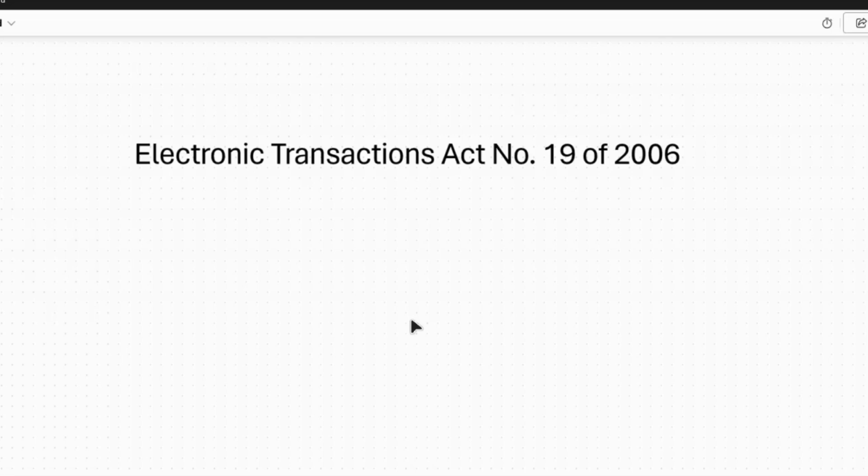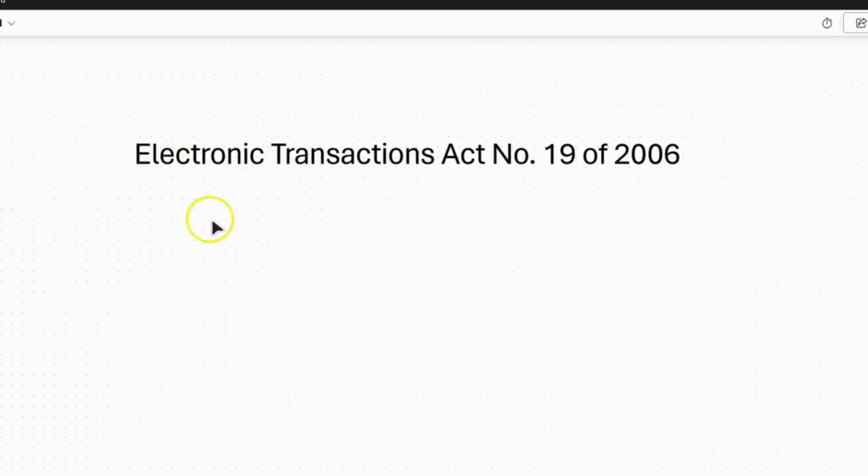Third one, improve government services. It means allow people to submit documents electronically. What are the examples? Online passport application, online tax payment, online customs declaration. Fourth one, increase public confidence. It means people should trust that electronic documents are authentic, genuine, and reliable.